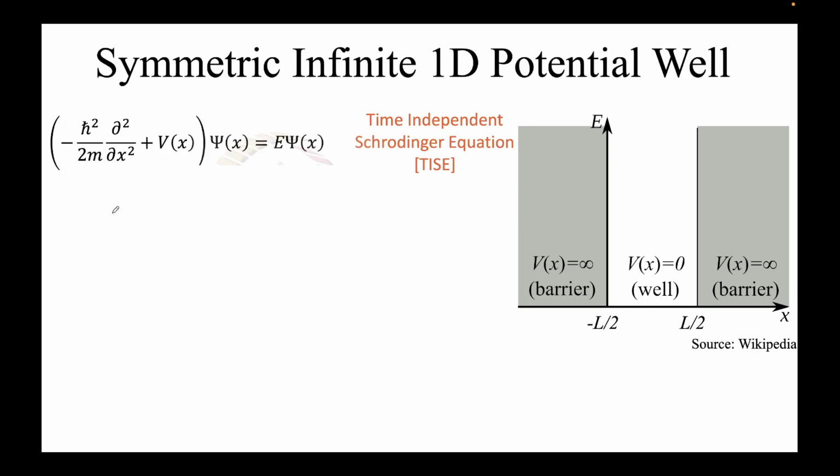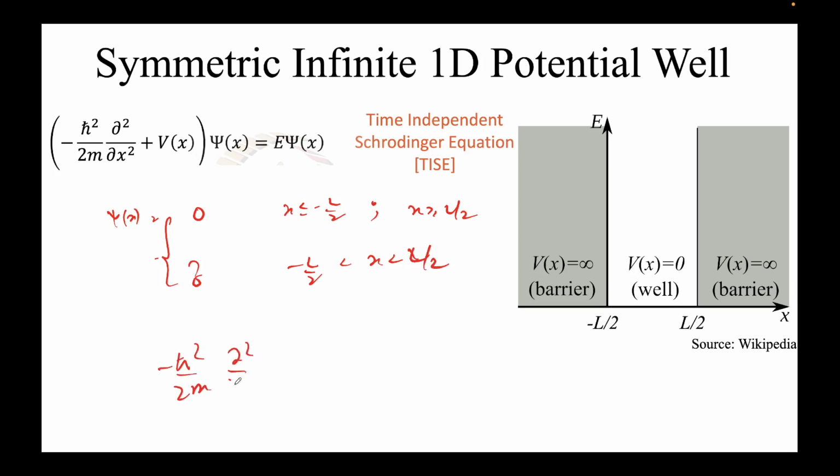Again, psi x will again be 0 for x less than minus L by 2 and x greater than or equal to L by 2. This remains the same. So we need to solve only for minus L by 2 to L by 2, and you know the potential is 0 there, right? Because this is 0. This is the well. So again the expression will become the same. I'm not going to solve it, but you can refer, equal to E times psi x.